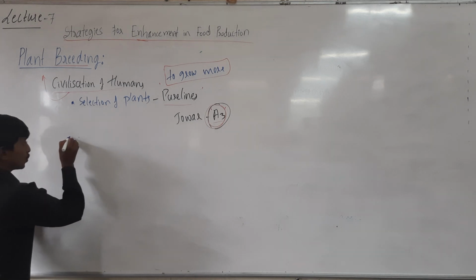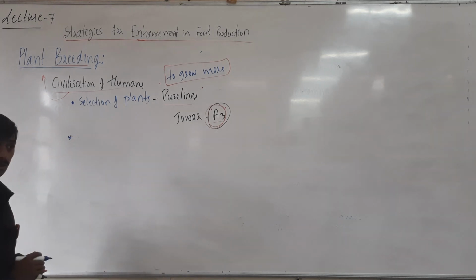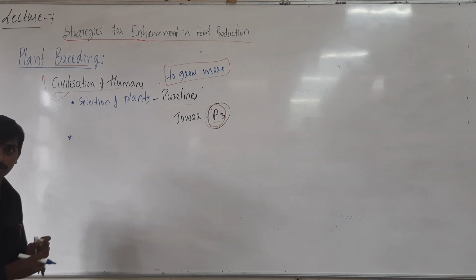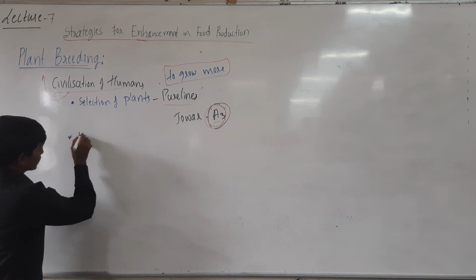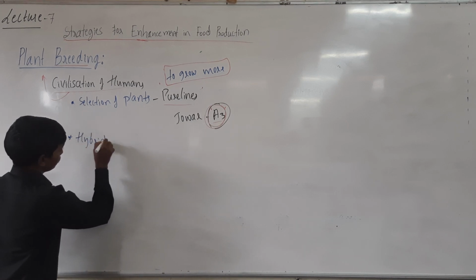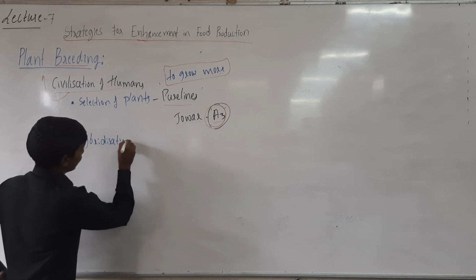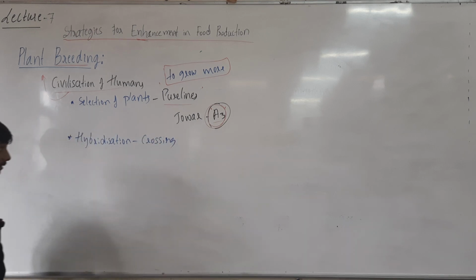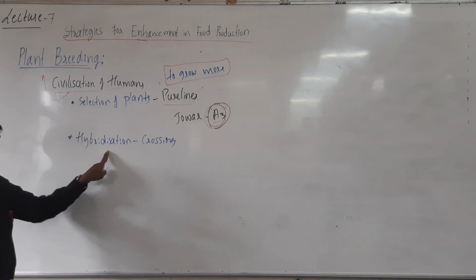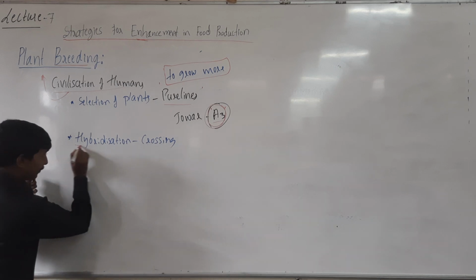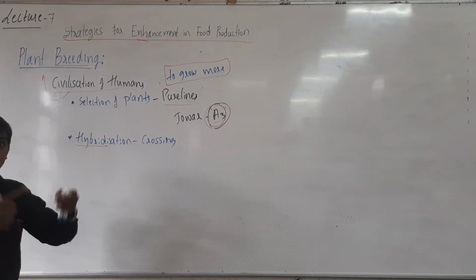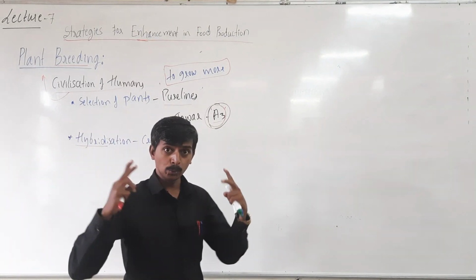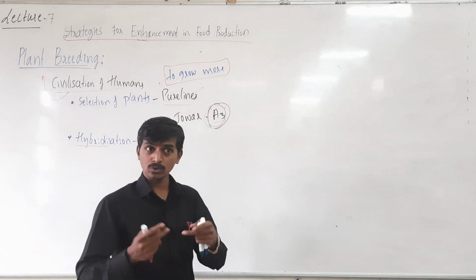Slowly, they understood the process of pollination. Then they started artificial pollination. That's what we call hybridization, or crossing. Then the actual meaning of plant breeding arises here. Hybrid means the product of crossing, the product of the two. When the characters of two plants merge, then it is called a hybrid.